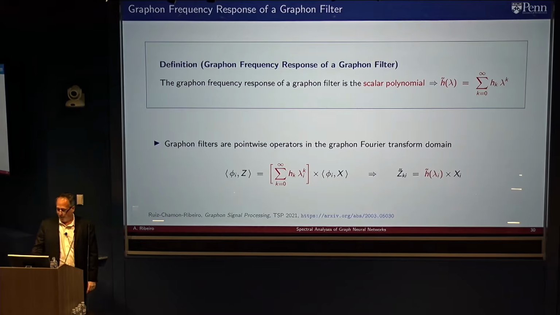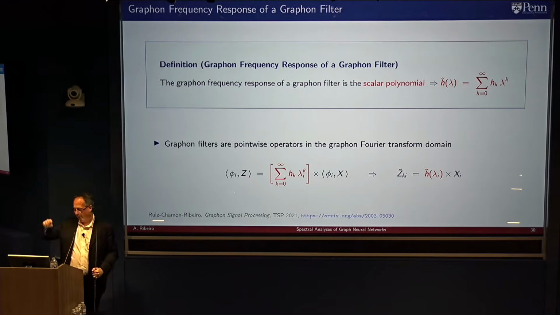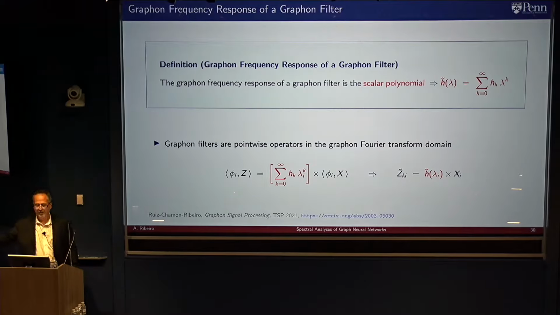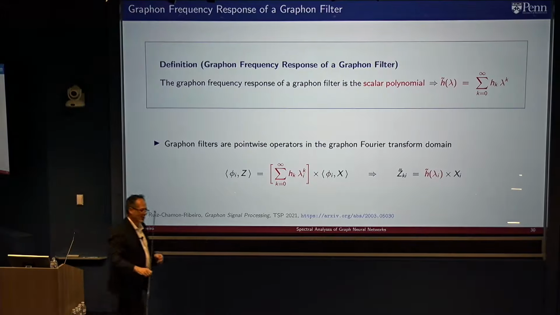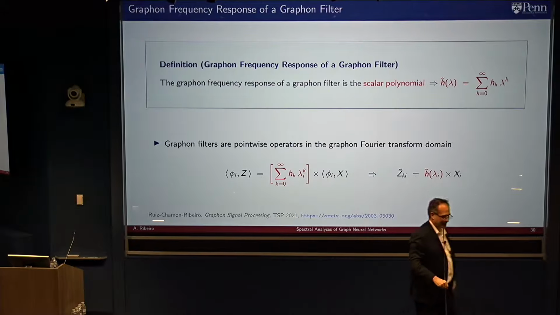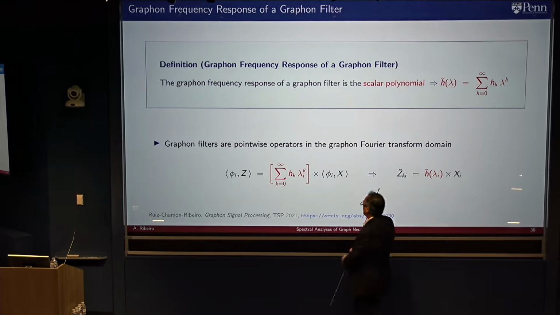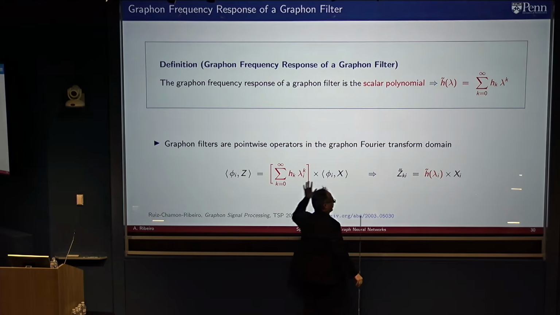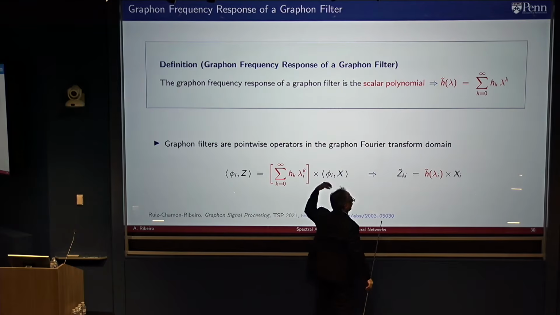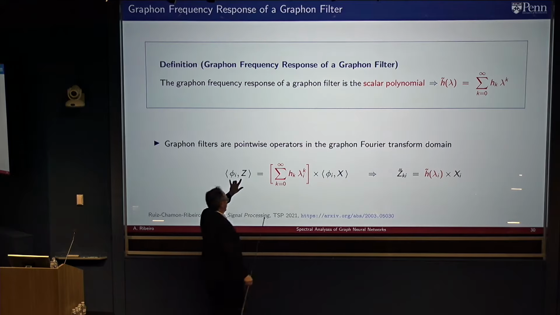Now that I have introduced these things, I can point out something that should be obvious by now, which is that the graphon frequency response of a graphon filter is a scalar polynomial on variable lambda, okay? Which is, again, the same polynomial, right? I prepared this yesterday night, so if it's getting repetitive, it's because it's still a fresh talk in my mind. But anyways, we are again seeing the same polynomial. What is the difference now? Well, the difference now is that this polynomial is being evaluated on the eigenvalues of the graphon.